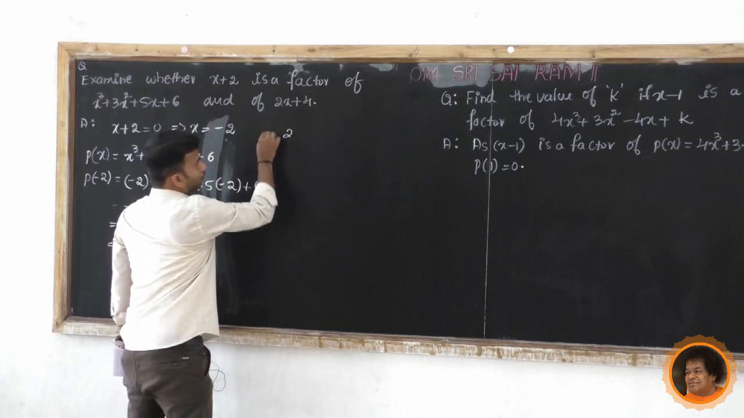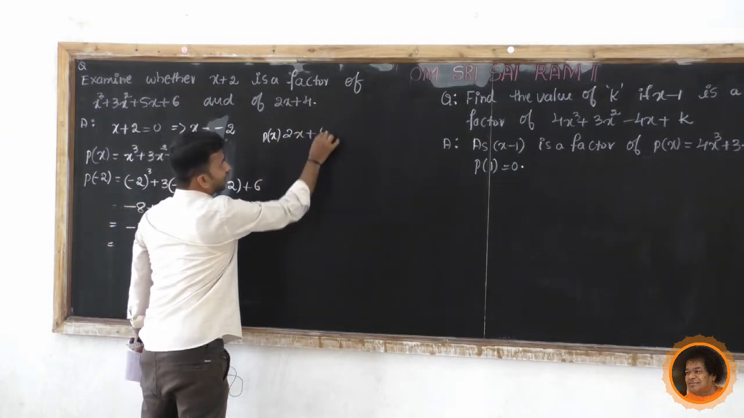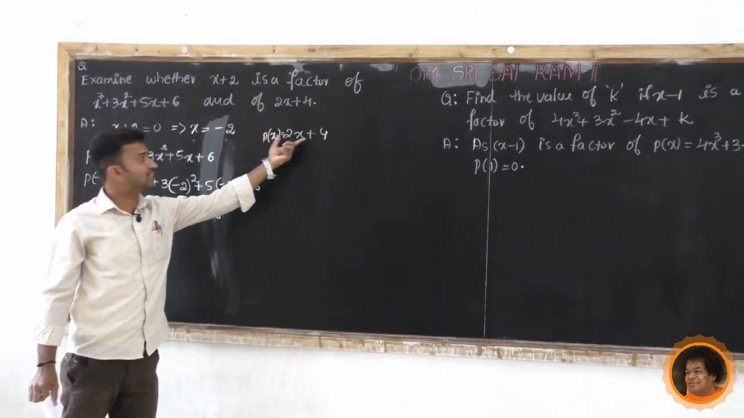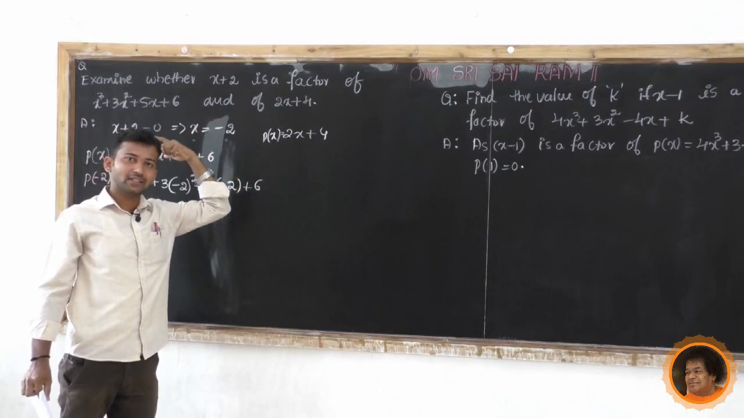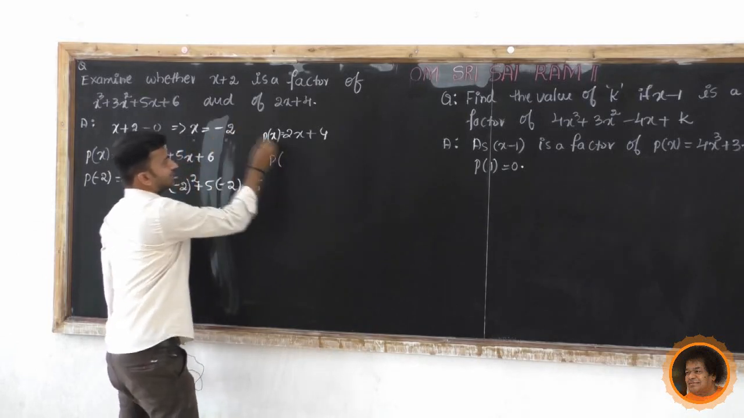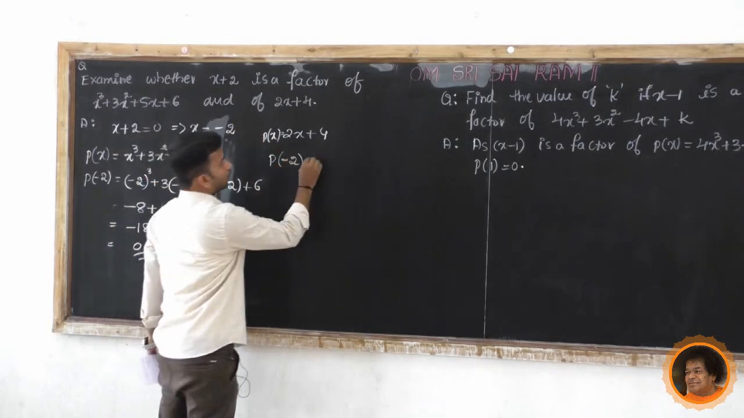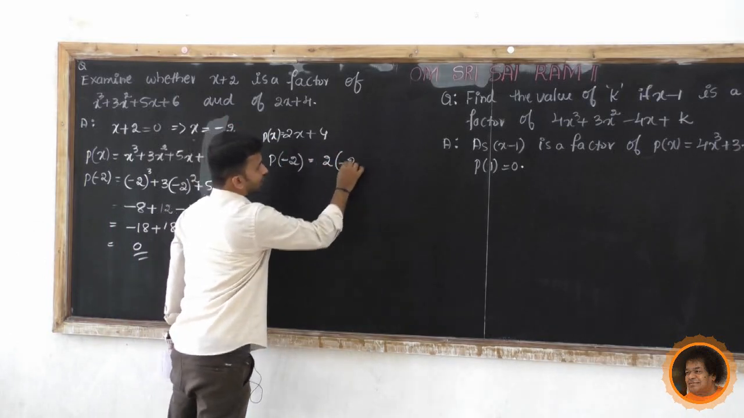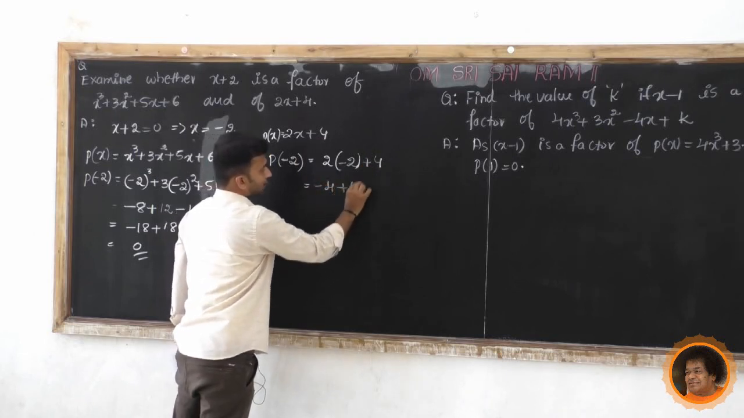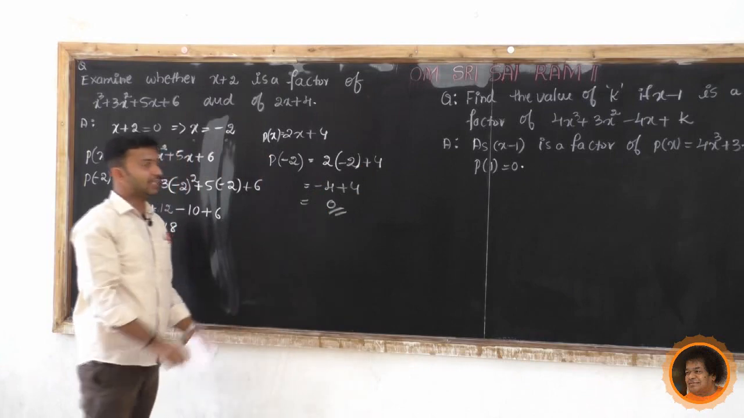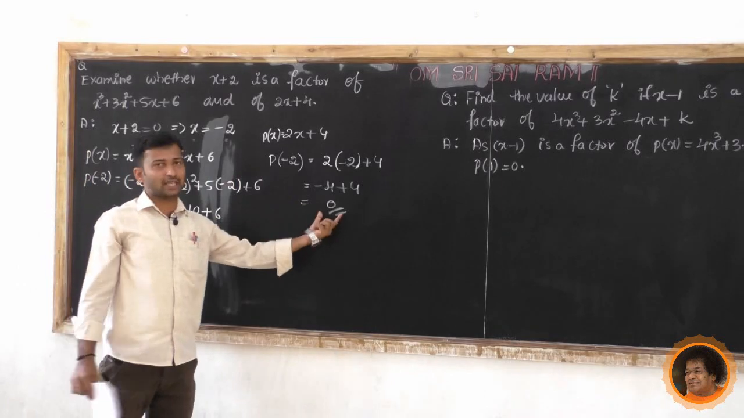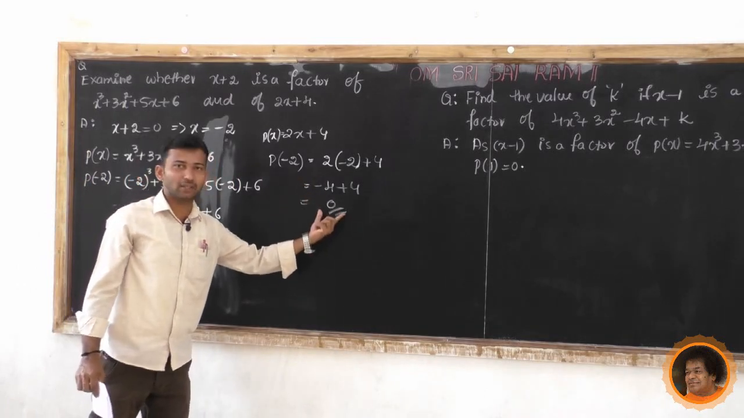Second, 2x plus 4. We need to find the remainder of this polynomial and give the conclusion. p of what? What is x? x is equal to minus 2. Substitute in this polynomial: minus 2 plus 4, plus into minus, minus, plus 4. The answer is 0. In the second step, the remainder is 0.